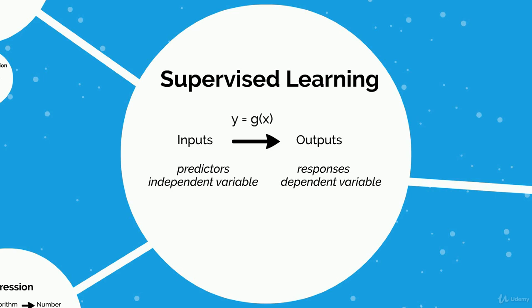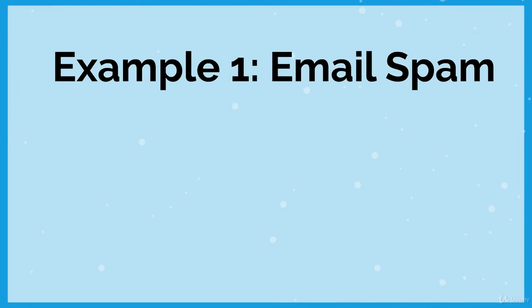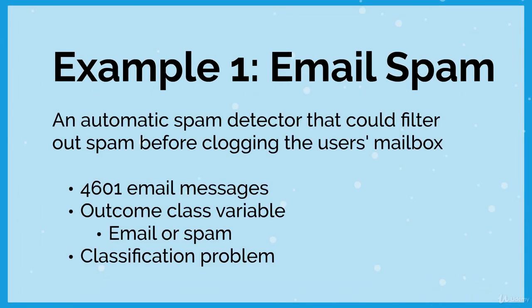So let's take a look at what that would look like. Example 1, we have email spam. And in this scenario, this was a real problem that was solved with machine learning. An automatic spam detector was developed that could filter out spam before clogging the user's mailbox. So to do this, they had a data set of 4,601 email messages, and they classified them into either email or spam. So the outcome class here is just two classes. It's either a genuine email or it's a spam email. And because our output is a class, this is, again, a classification problem.